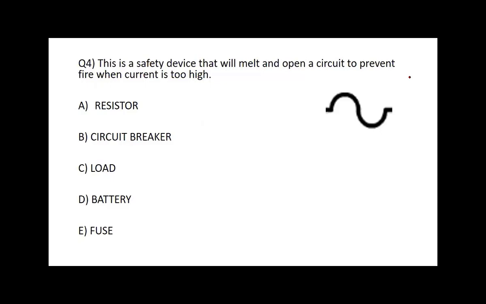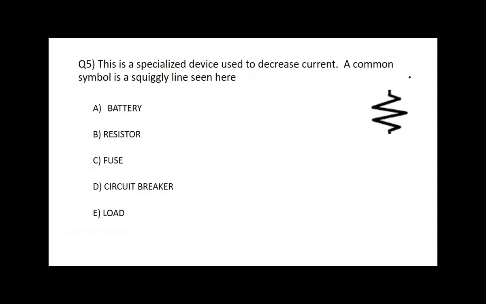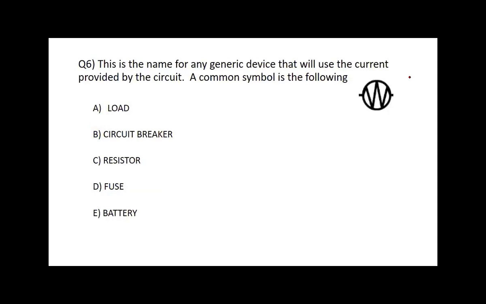What's this safety device? It looks like this is going to be called a what? It's going to be a fuse, yeah. So this is where you might have to recognize different things. It's going to be important. This special device is used to decrease current. What's that going to be? It's going to be a resistor, yeah. So I'll update the notes and just throw them online. If you want to reprint it, you can. If not, it doesn't really matter, as long as you know the answers. This device is any generic device that we use out there. It's going to be allowed, yep.